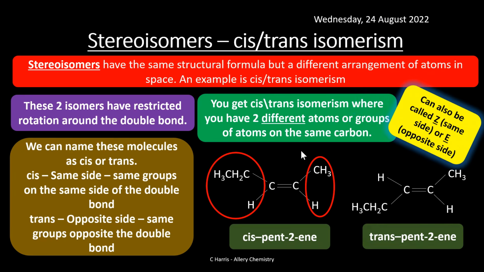You can also call them Z, which is same side, or E, which is opposite. This is actually German: Z is zusammen, and E is entgegen. So if you study German, you might be a bit more familiar with that. But they can also be called Z or E, which is basically the same principle as this. Okay, for the purposes of A-level, it is.